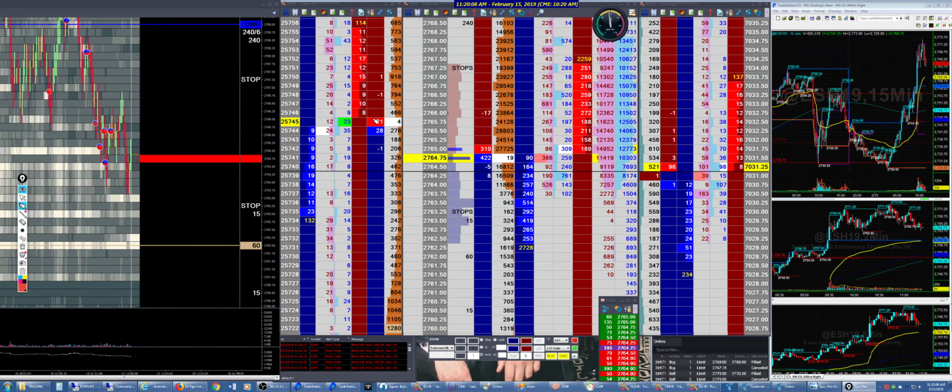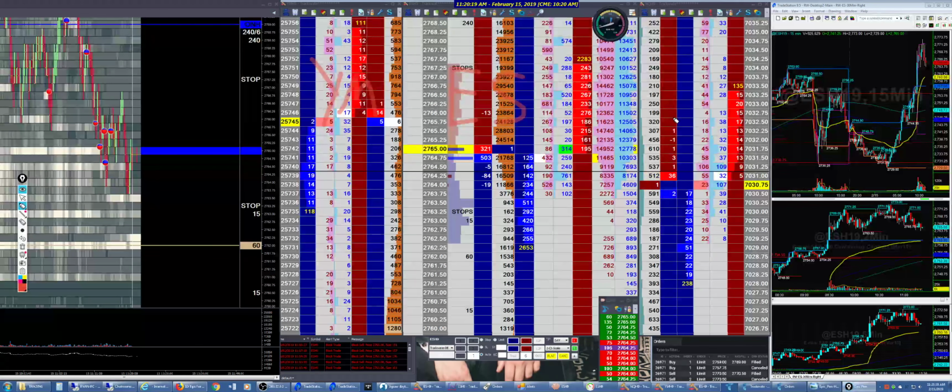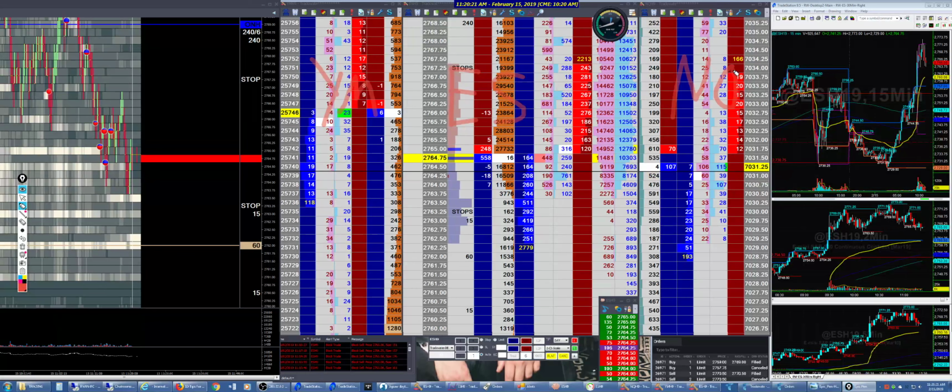So I have 3 domes set up here. Right here on the left, this is the Dow, or the YM, okay? You can't really see that. This right here is the ES, which is the E-mini S&P, which is what I trade, and over here is the NQ, or the NASDAQ, okay?